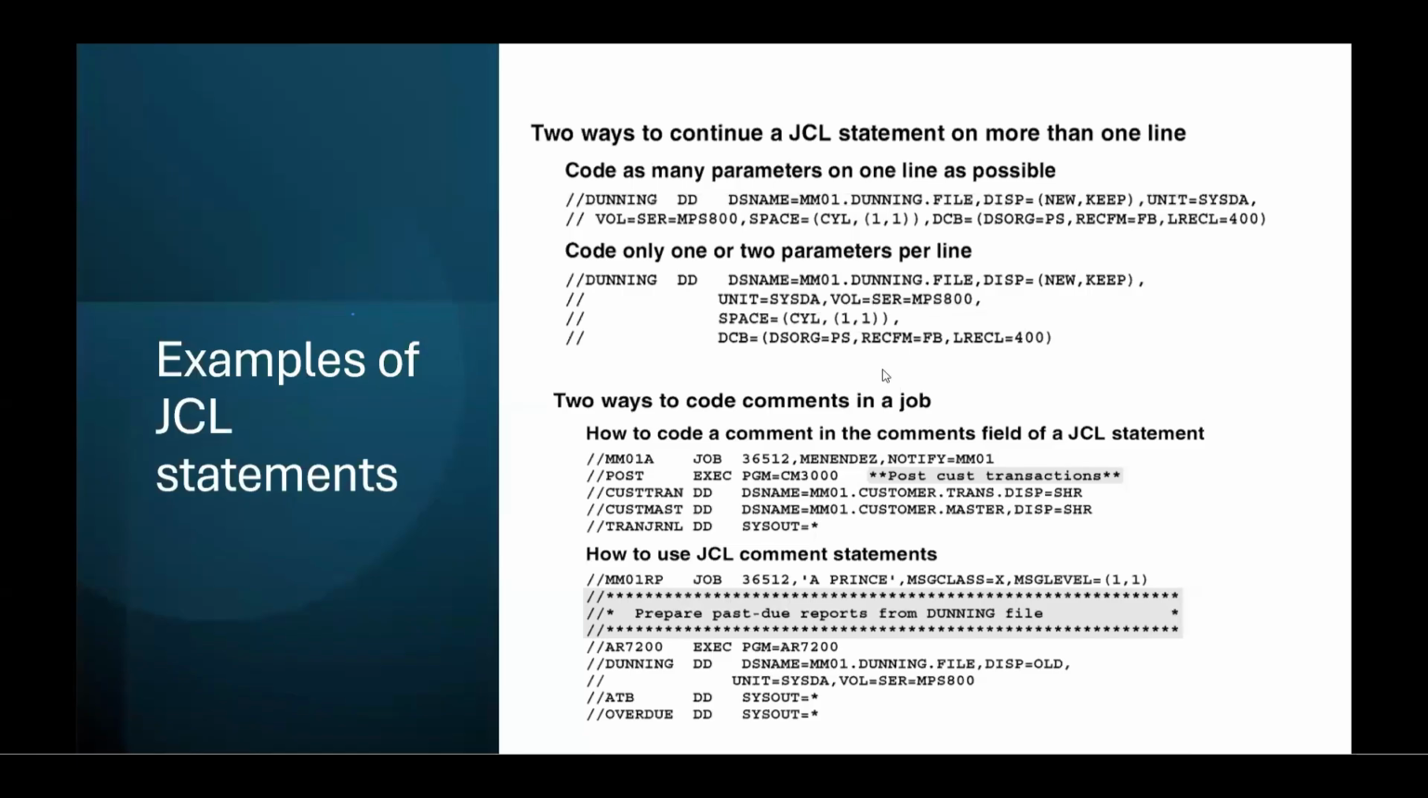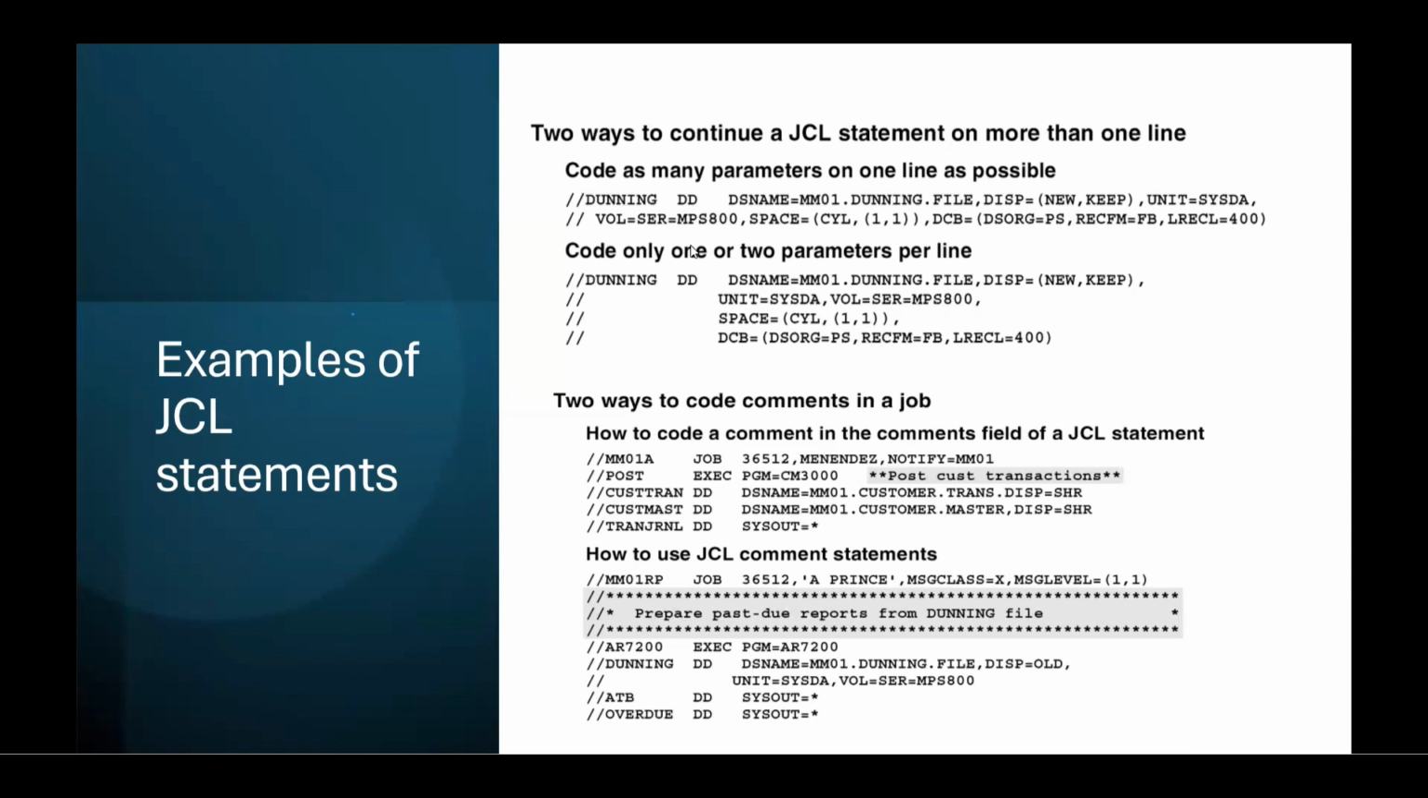So here is some example that we can take. For the continuation of a line, you can code one way: you can code as many parameters on one line as possible, and after that you can provide the continuation by giving the comma, and then leaving blanks in columns 3, and after column 4 you can write the next statement. That is one way of coding, and another way of coding is giving only one parameter or maximum two parameters per line. That will be very good.